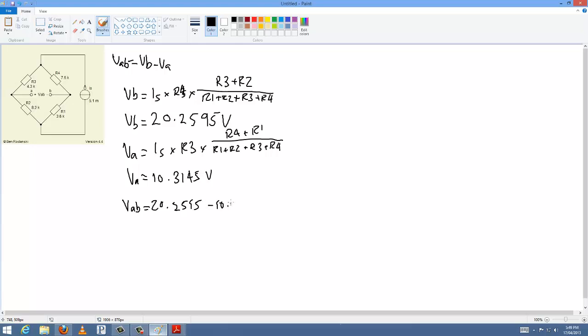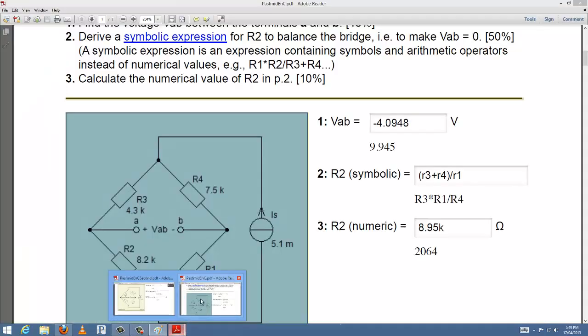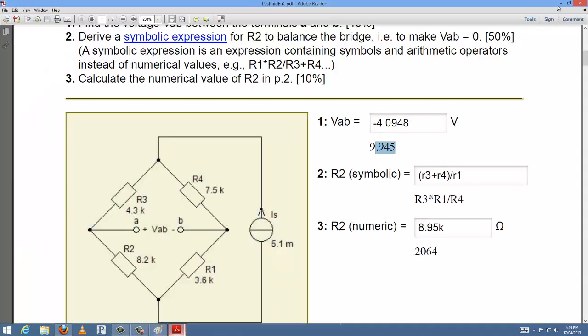VAB equals 20.2595 minus 10.3145 equals, oh no, it's the other way around. No. Yeah, this is right, my bad. 20.2595 minus 10.2145 equals 9.945 volts. And checking this, there you go, that's the answer.